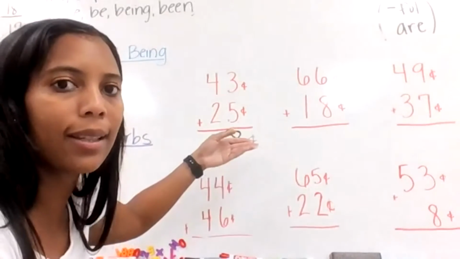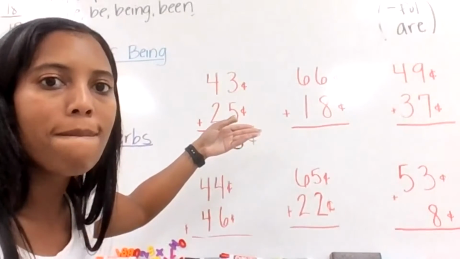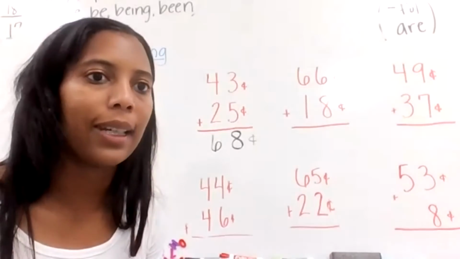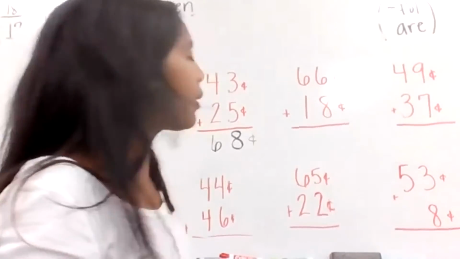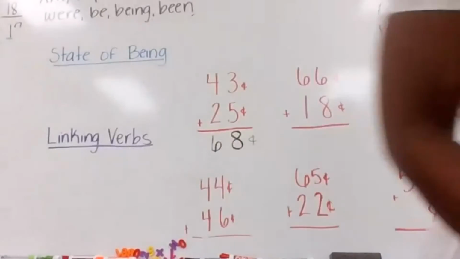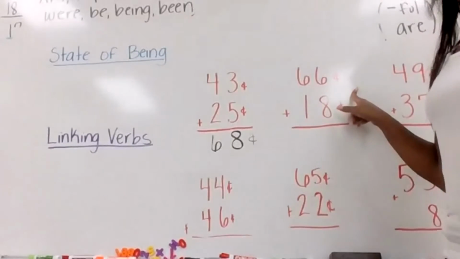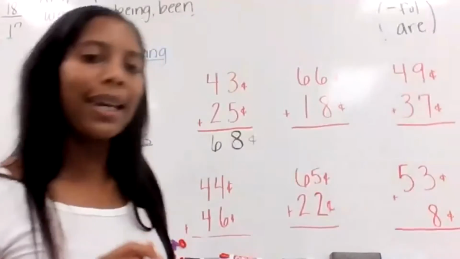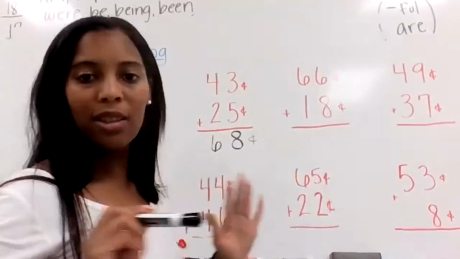Okay. Are we ready for the next one? Number 2? Yes, ma'am. All right, let's look at number 2. So this fact is 66 plus 18, okay? This one is a little different. 66 plus 18. So the steps are still the same.